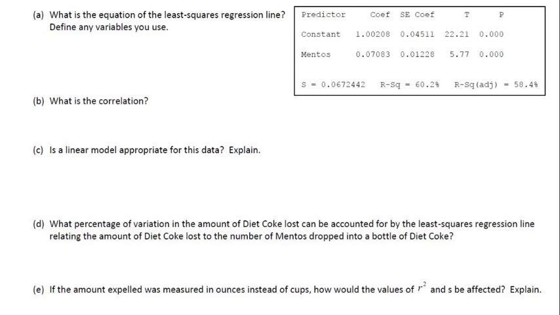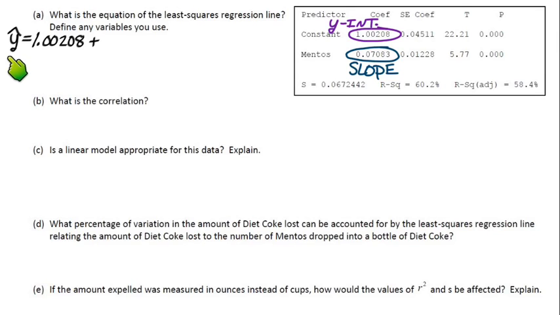So part A says, what is the equation of the least squares regression line? Define any variables you use. And here's the computer output that goes with it. So we can start with Mentos was the x value, so the coefficient on the x value would be our slope, and then the constant term would be our y-intercept. So we could say y hat equals, and our y-intercept is 1.00208 plus our slope times x. And if you want to put that in front of the y-intercept, that's totally fine also. If you're more comfortable writing y equals mx plus b, the order won't matter.